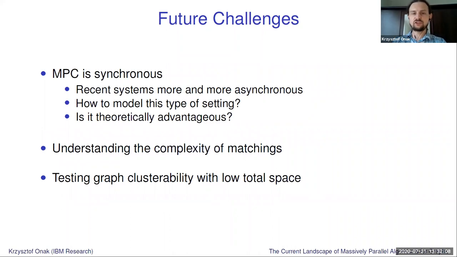So what are the future challenges? There are two questions which I already mentioned. One is understanding the complexity of matchings. The other one is testing graph clusterability with low total space.